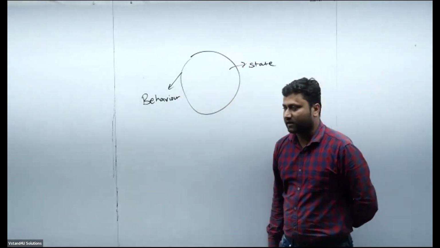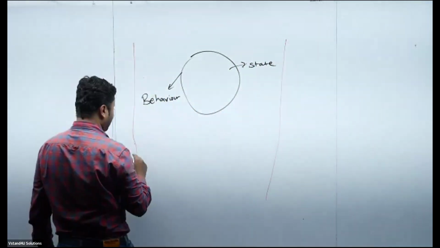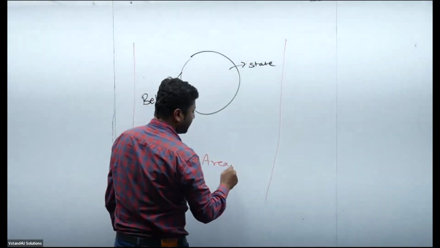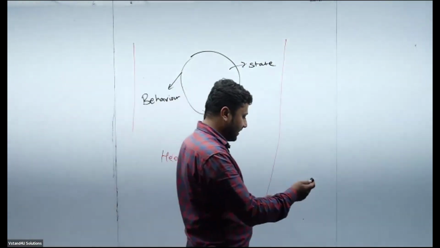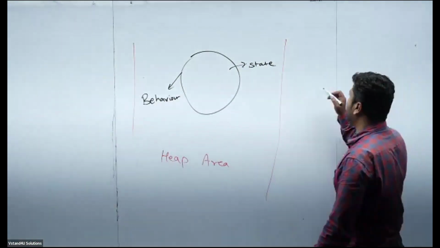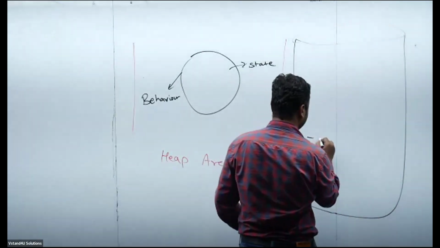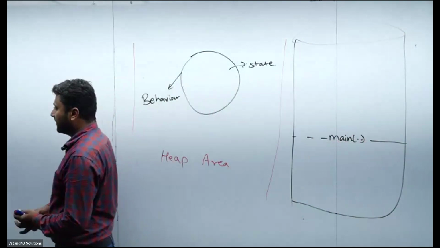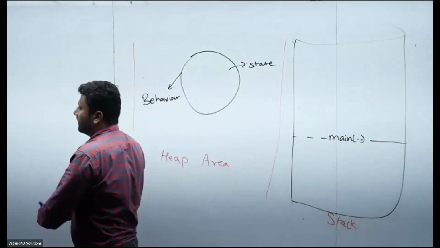Agree? And we also understood that objects are always created in a memory called the heap. And during execution, if I need to keep track of the method calls, then another area called the stack area is used. These are the things we have discussed.